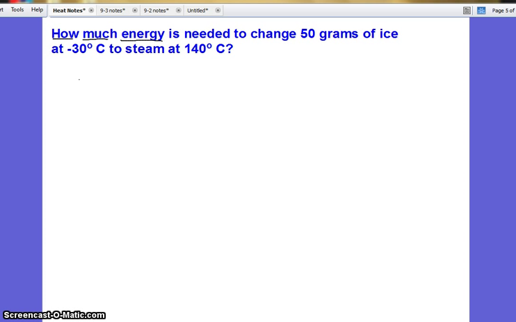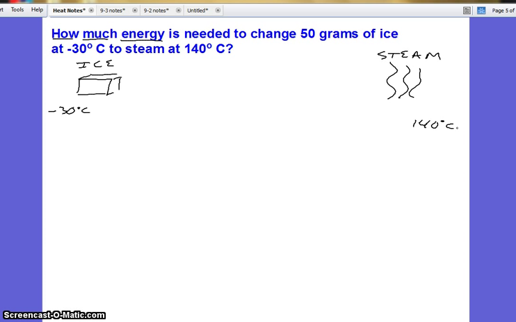What I like to do is always make a road map of what's going on. We start with ice at negative 30 degrees Celsius, and we're going to end at steam at 140 degrees Celsius. Now, a common mistake is to just use mc delta T and use our change in temperature as 170 degrees Celsius, but that would not be correct.